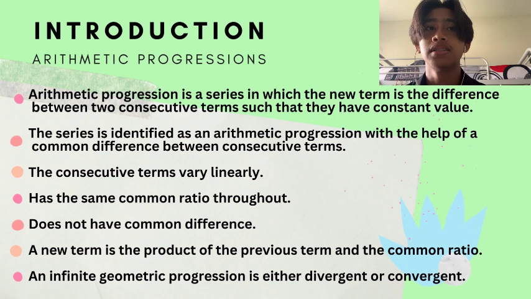Arithmetic progression has the same common ratio throughout. Arithmetic progression does not have common difference, and a new term is the product of the previous term and the common ratio. An infinite geometric progression is either divergent or convergent.